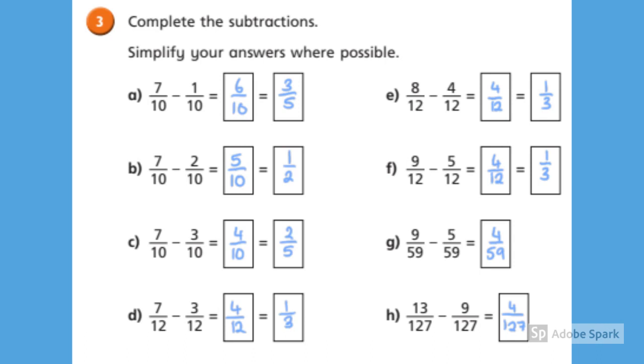Answers to question number 3. A, 6/10, B, 5/10, C, 4/10, D, 4/12, E, 4/12, F, 4/12, G, 4/59, and H, 4/127. Some of those answers could be simplified. Go back and check your answers.